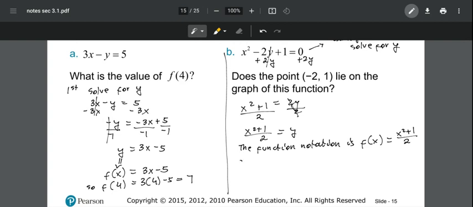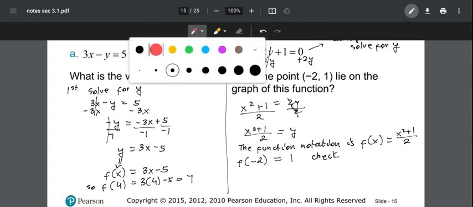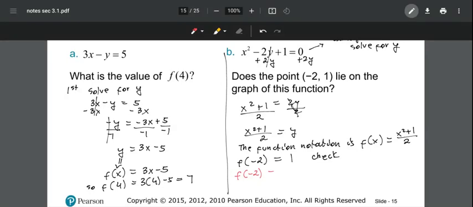So let's check if f of negative 2 is equal to 1. Let's evaluate f of negative 2. We're going to replace x with negative 2. So we have negative 2 squared plus 1 divided by 2. This is 4 plus 1, which is 5, divided by 2. And we're getting 5 divided by 2, and this is not equal to 1.